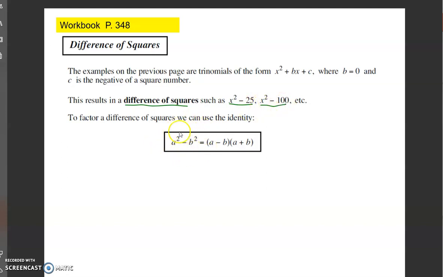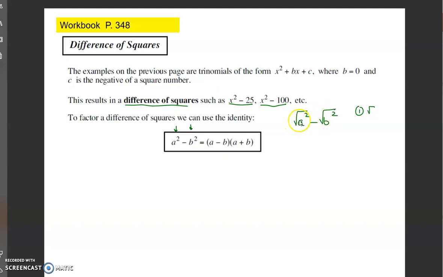So a generic way of writing difference of squares is usually a squared minus b squared. So this is telling us that both these terms have to be perfect squares. That means I should be able to take a square root of them. That's condition number one, that I should be able to take a square root of them. They should be perfect squares.